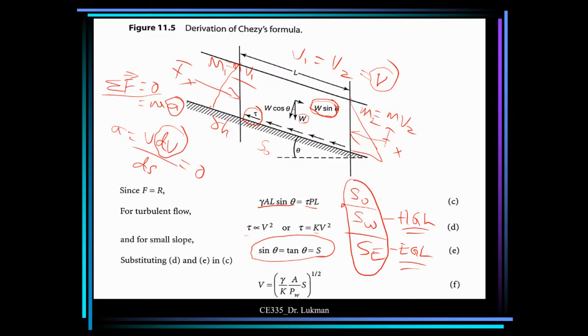When you substitute this here as shear stress and make V the subject of the formula, you will find V to be equal to this. Here, area over wetted perimeter is the hydraulic radius, and gamma over K, all these are constants. So we can simplify this to just a constant times the square root of RS. This is the Chezy equation, and C is the Chezy constant.